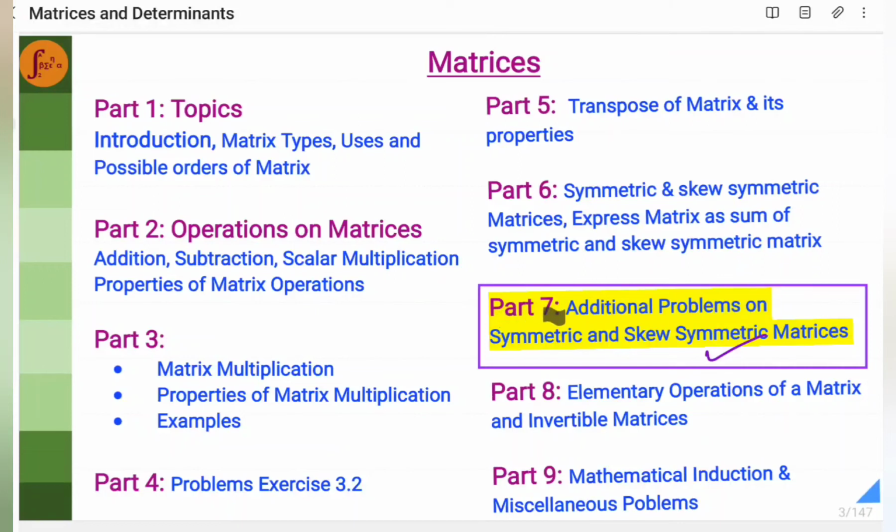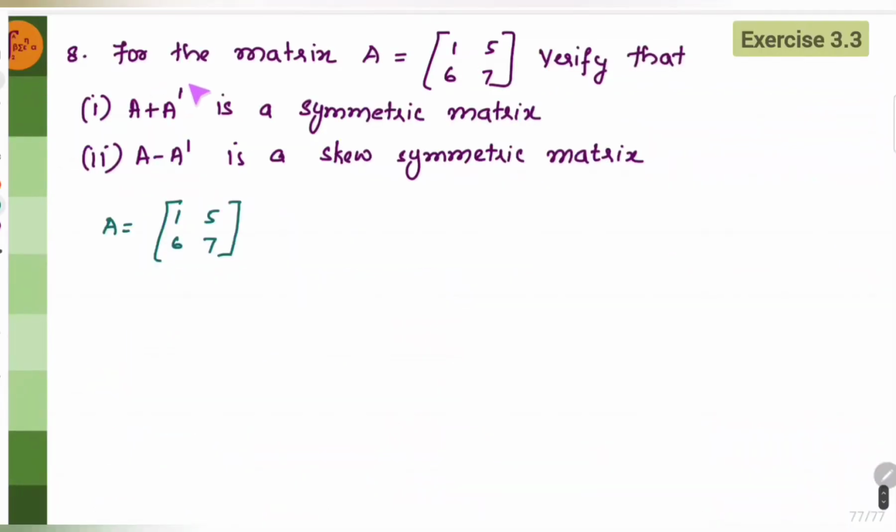Hi everyone. In this video we'll go through additional problems on symmetric and skew symmetric matrices. Now let's take a few exercise problems. For the matrix A, which is given here, verify that A plus A transpose is a symmetric matrix and A minus A transpose is a skew symmetric matrix. So we'll have to prove it.